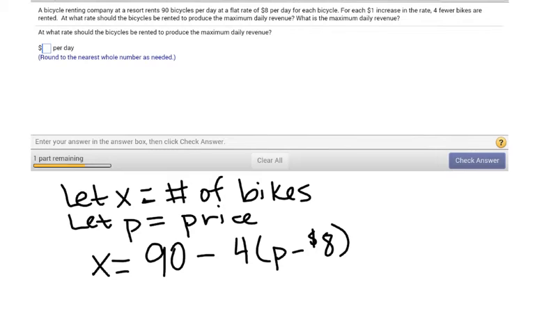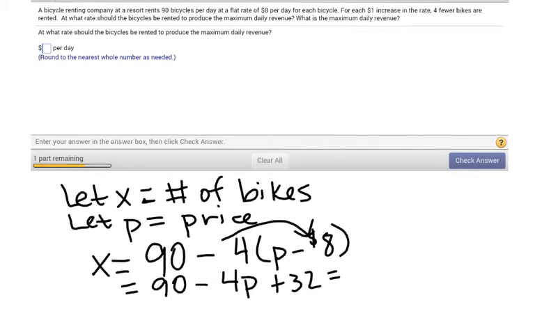So what we need to do is clean this up. We'll go ahead and distribute the 4. We have 4 times p, so minus 4p, and then the minus 4 times 8 will give us a positive 32. So we can combine our 32 and our 90 to get 122 minus 4p. Now this represents the number of bikes that we're going to rent at any given price over our $8 here.